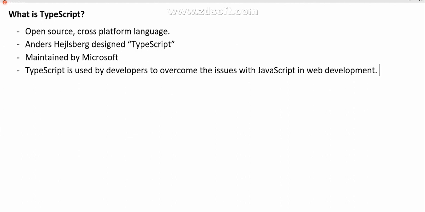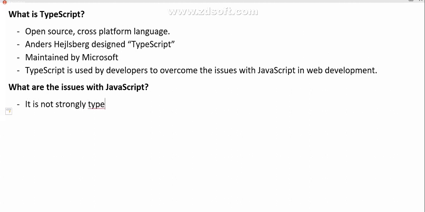So, what are the problems of JavaScript? What are the issues with JavaScript? The main issue with JavaScript is that it is not a strongly typed language.